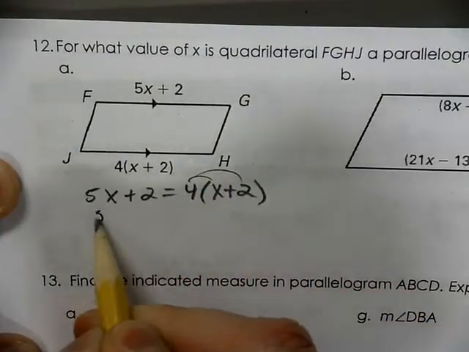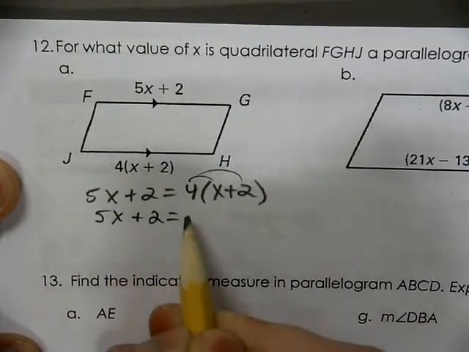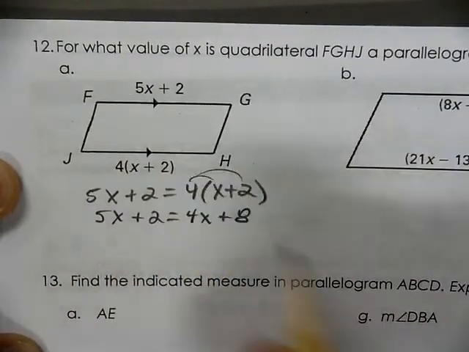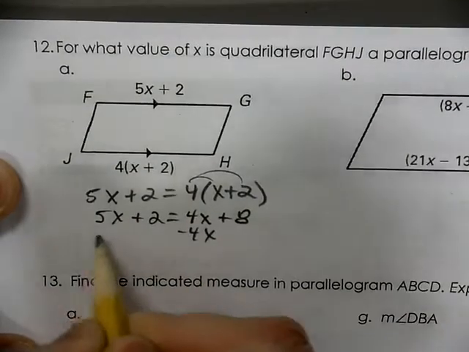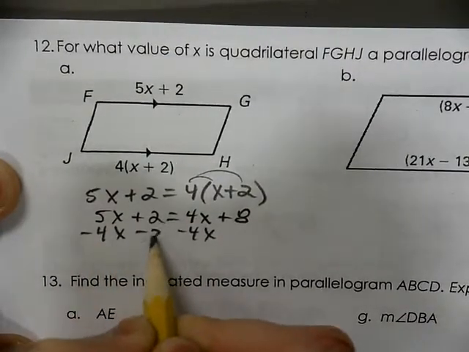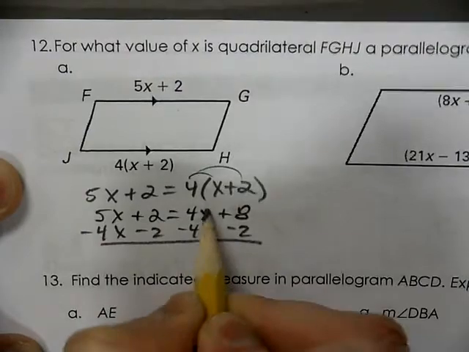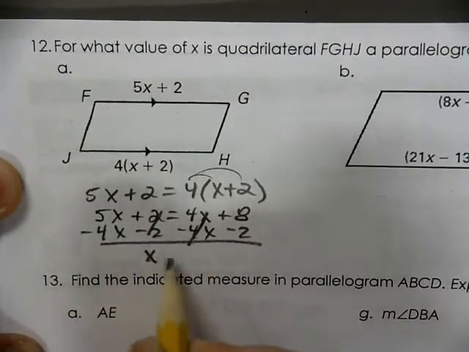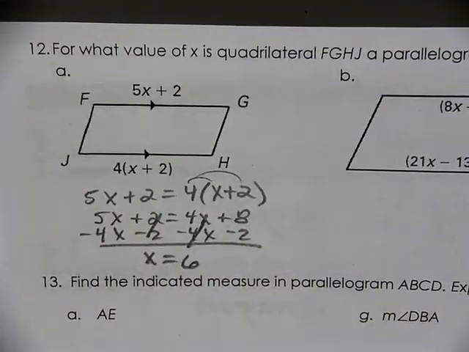So we distribute. Subtract the 4x. Subtract the 2. So x is going to be 6.